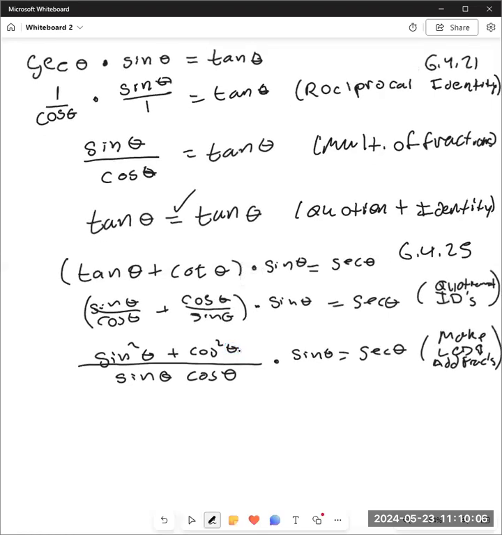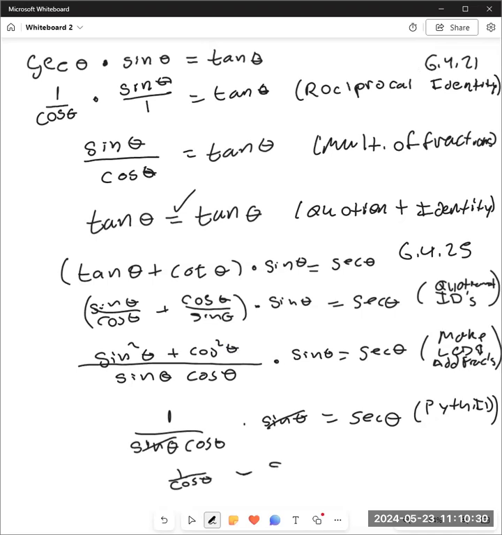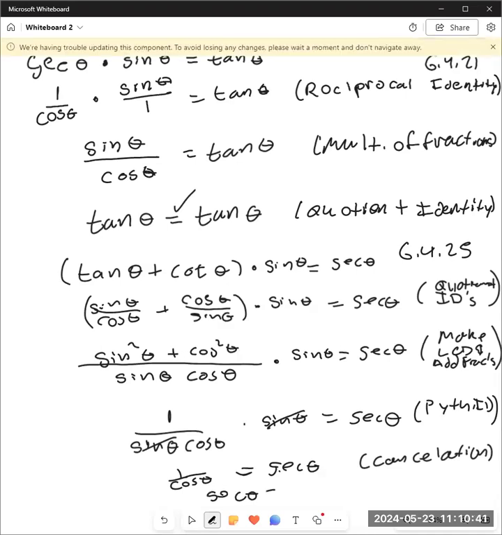Now we're going to have sine squared theta plus cosine squared theta is 1. That's my Pythagorean identity. Sine and sine will cancel, giving me 1 over cosine theta is equal to secant theta. That's just cancellation. And then secant theta is equal to secant theta by a reciprocal identity.